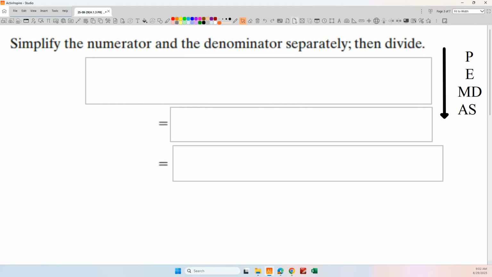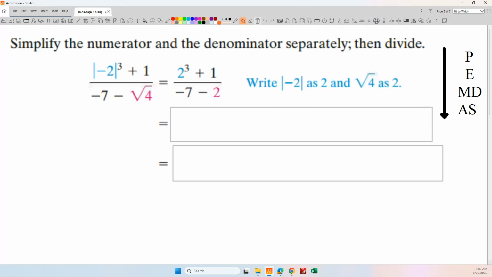So we want to simplify numerator and denominator separately. So if I have something like this, then I'm going to take care of that entire numerator first. So everything up there, we're going to deal with separately from everything down there. Okay, what's the first step in the numerator? Absolute value. What is the absolute value of negative 2? 2. Okay, good. What about on the bottom, first step?